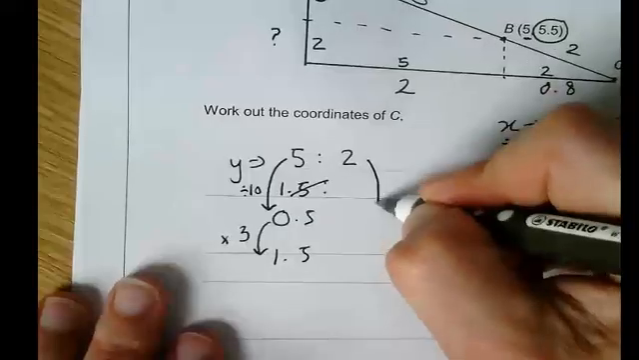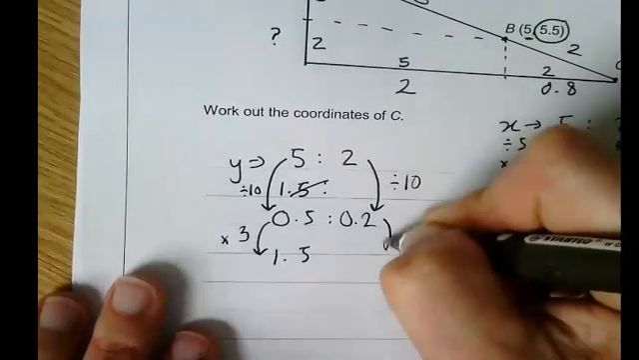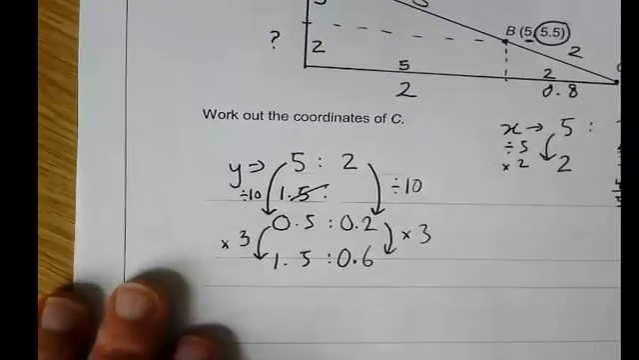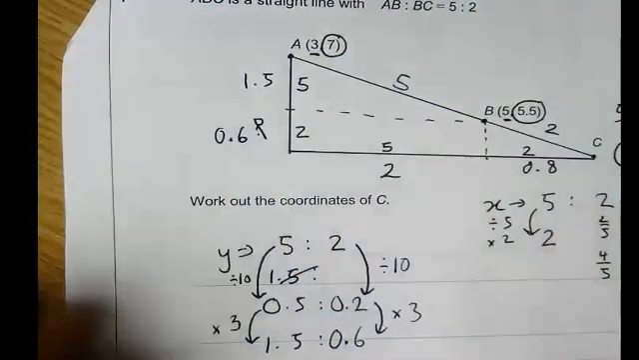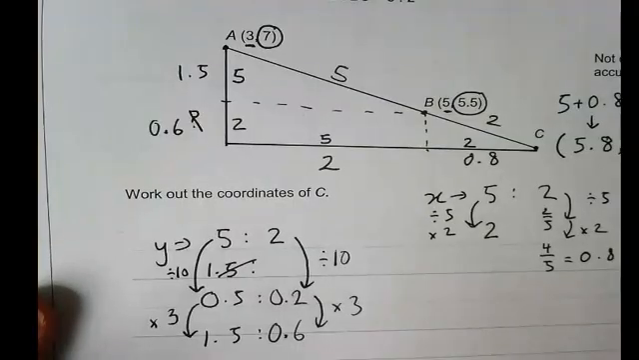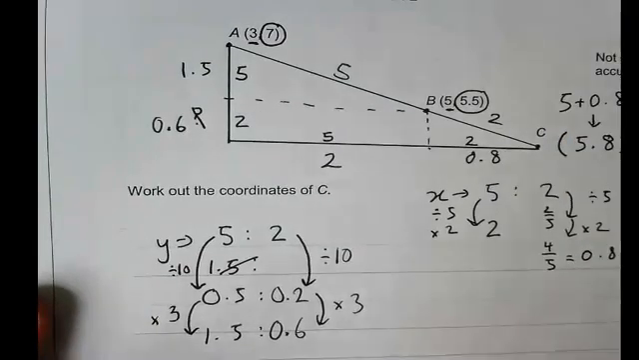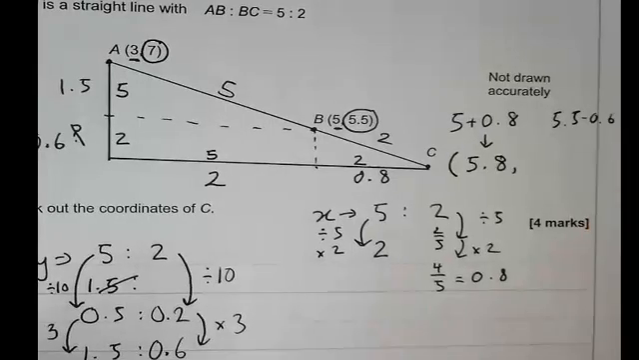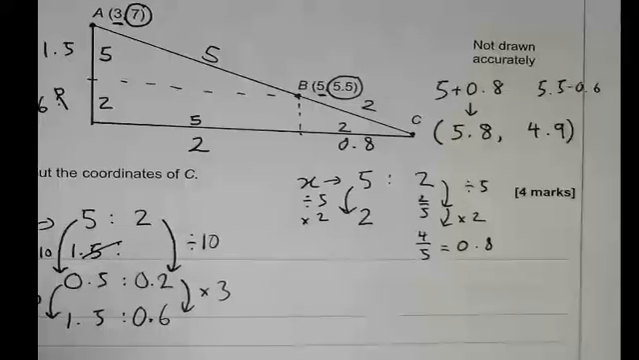So I'm going to do the same on this side. 2 divided by 10 gets me 0.2, and then multiplied by 3 gets me 0.6. So this little change is going to be 0.6. That means I need to go from my y coordinate, 5.5, down 0.6. So my y coordinate is going to be 5.5 subtract 0.6, which gets me 4.9.